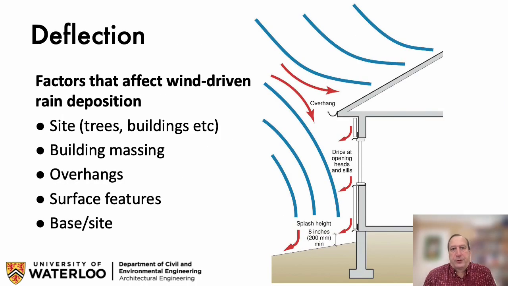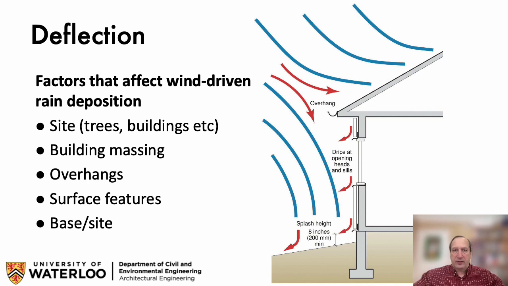So the first of the 3Ds is deflection. And these are all factors that affect wind-driven rain deposition on building enclosures. Clearly, this is a pretty important factor for walls, but not so important for roofs. Now, the things that we look at are things like the site and whether there are large trees near the building, taller than the building. Are there other buildings the same height around or taller buildings around?